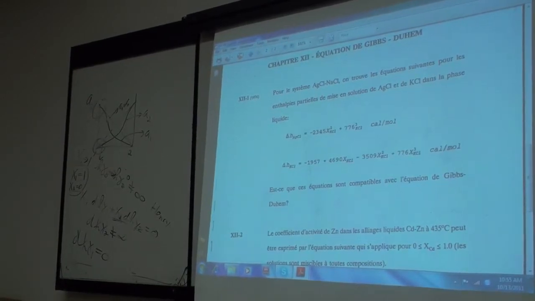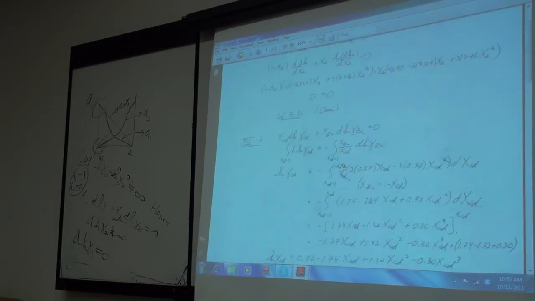So here's the question. These two equations were given. Are these compatible with the Gibbs-Duhem equation? In other words, is this correct? So we go up here to the answer, and the answer was very simple.